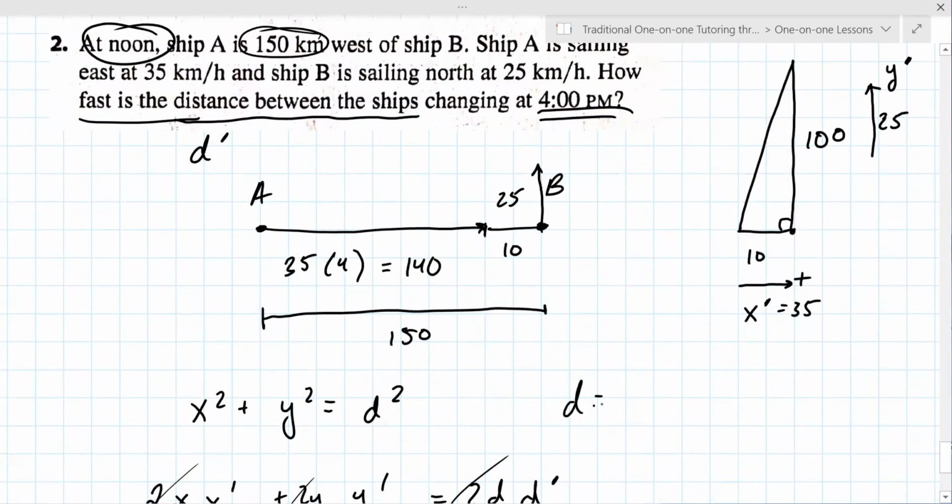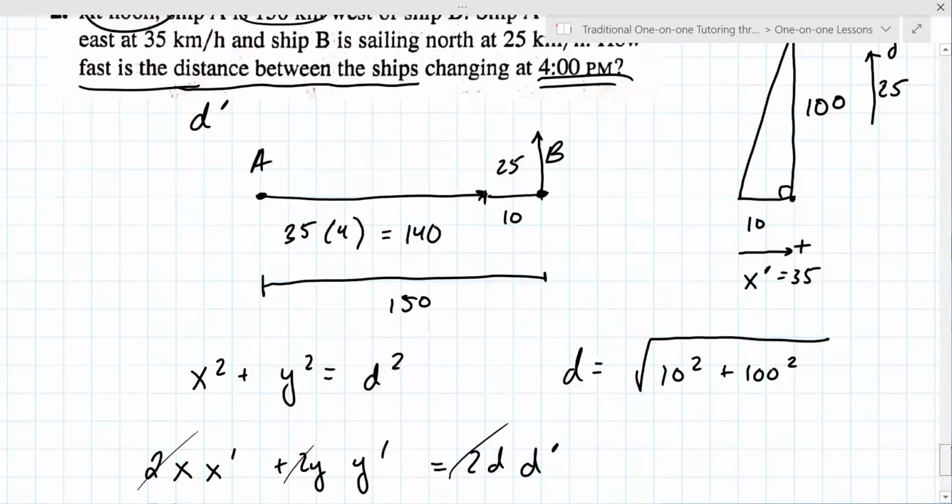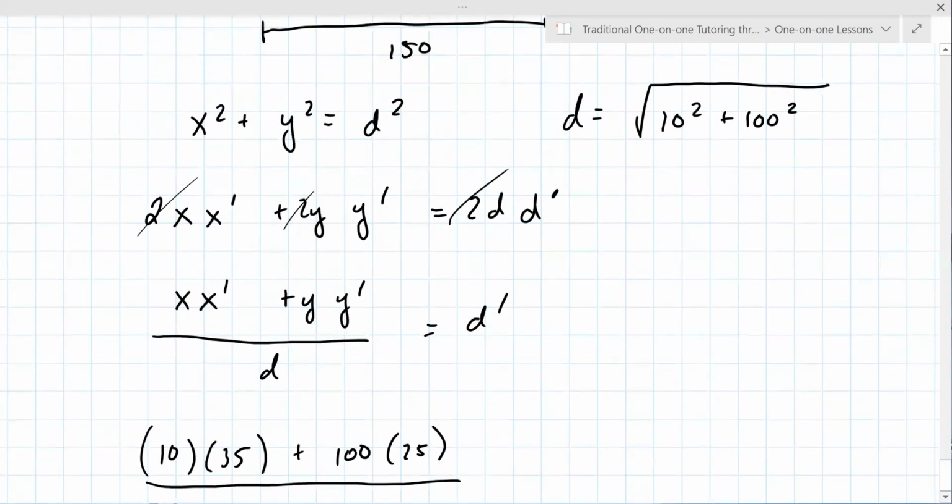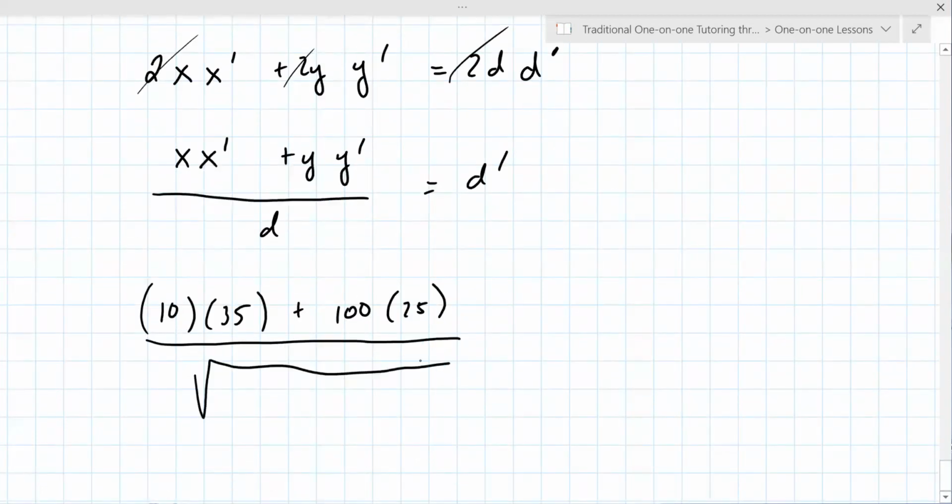So D is equal to the square root of 10 squared plus 100 squared. Pythagorean theorem. They don't give it to you, but you can calculate it. Sometimes in those volume questions, it's the same deal. You don't know the volume, but they give you enough to find it. So that number goes on the bottom: square root of 10 squared plus 100 squared. And that's it. You're done.